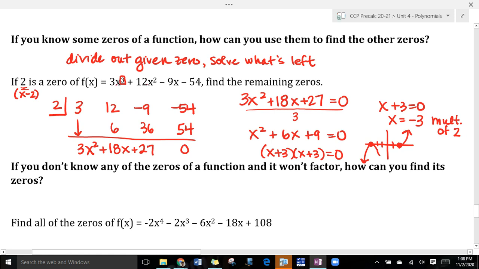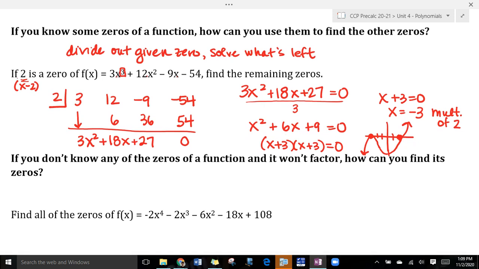The y-intercept, if we put 0 in for all of our x's, is just -54. So it's a really deep one. Not going to worry about it. And then it goes up through. Okay, so just a quick little sketch based on all that information we know. So that's great if I give you a zero, or if you know one.